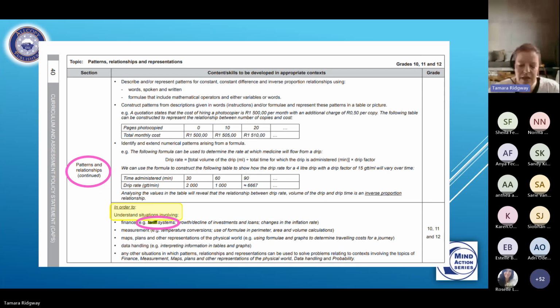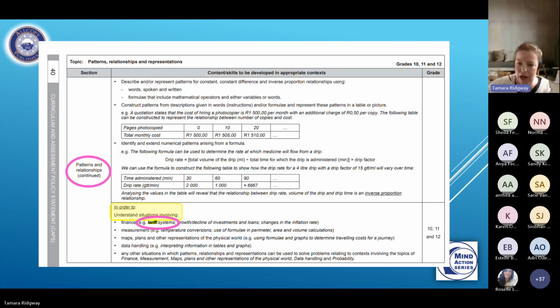Nothing new to us. We then see tariffs covered again under patterns and relationships. Now we know that patterns and relationships is very, very broad. But we have always, as a Maths-Lit community, interpreted that under graphs, rightly so, because that is exactly what it is. But you can't just speak about that, and in order to understand situations involving finance and tariff systems, it's very, very clear that it is here.